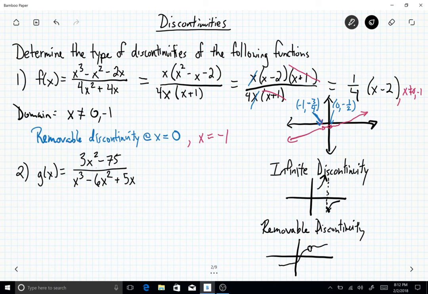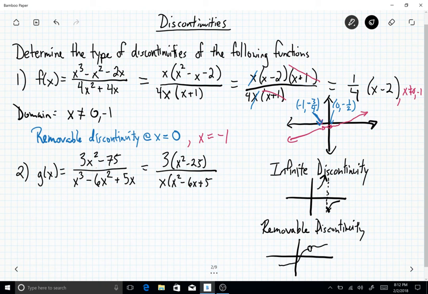So we have g of x equals 3x squared minus 75 over, in the denominator, x cubed minus 6x squared plus 5x. In order to do this, we better simplify a little bit. Notice you can factor out a 3 in the numerator. That becomes x squared minus 25. In the denominator, we can factor out an x, so we're left with x squared minus 6x plus 5. So that tells us something else now. We can factor the numerator: you get 3 times x minus 5, x plus 5.